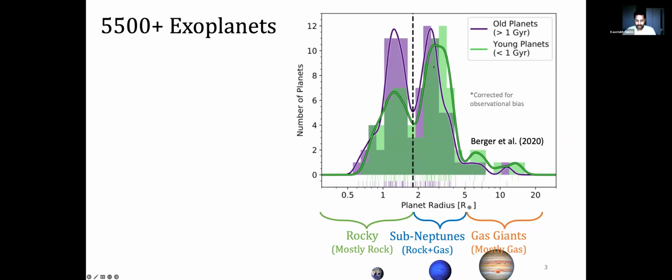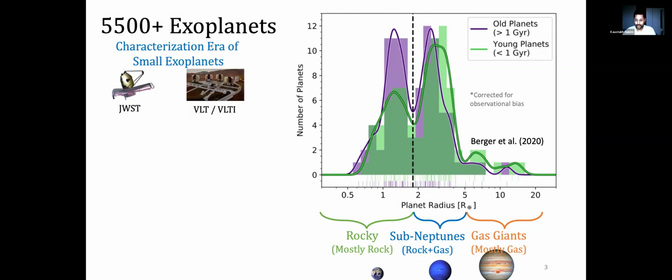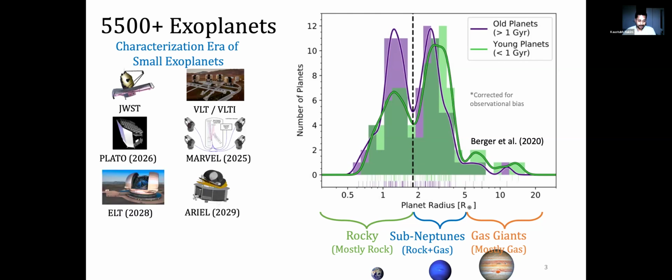This is, in some sense, indirect evidence of sub-Neptunes turning into super-Earths in the course of evolution by losing their atmospheres. Of course, I won't go into the details behind this, but it already tells us we are in the characterization era of small exoplanets, with the help of James Webb and also VLTI. But also in the future, we are getting newer and newer instruments.